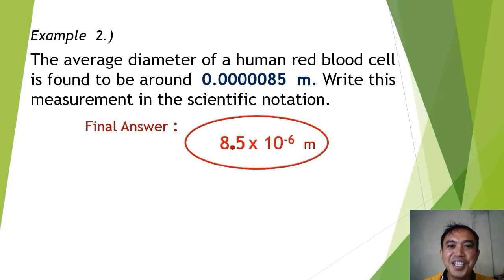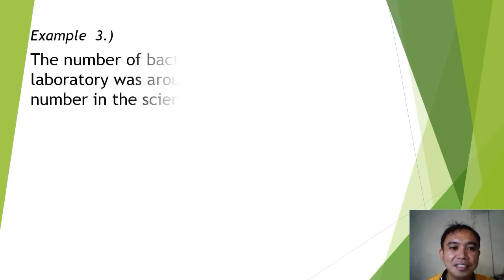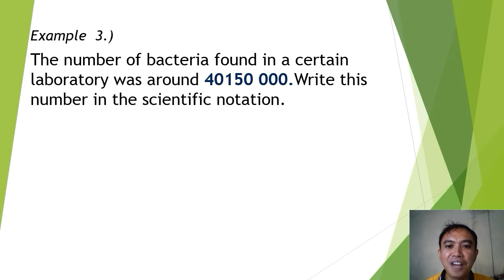So it's becoming easier now, isn't it? So let us have a few more examples so that you can master the skill. Example 3. The number of bacteria found in a certain laboratory is about 40,150,000. Write this number in the scientific notation.